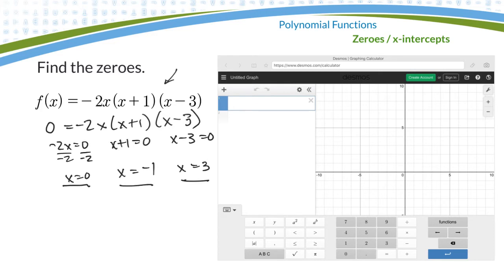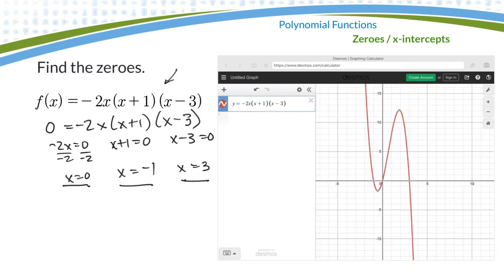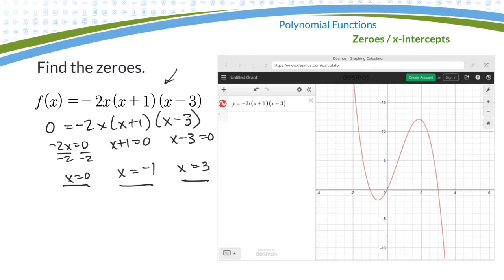Let's just take a look graphically at what that looks like. Okay, so there I've graphed it. Let me just make it a little bit bigger. There we go. Okay, so just take a look and see where it crosses the x-axis. Sure enough, it looks like it crosses at 0 and at -1 and +3.